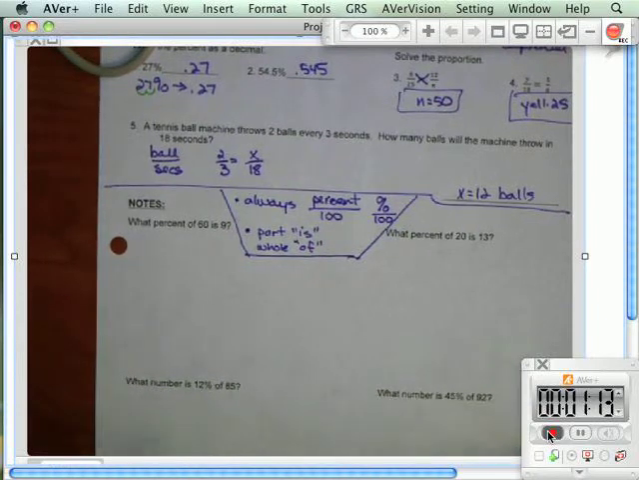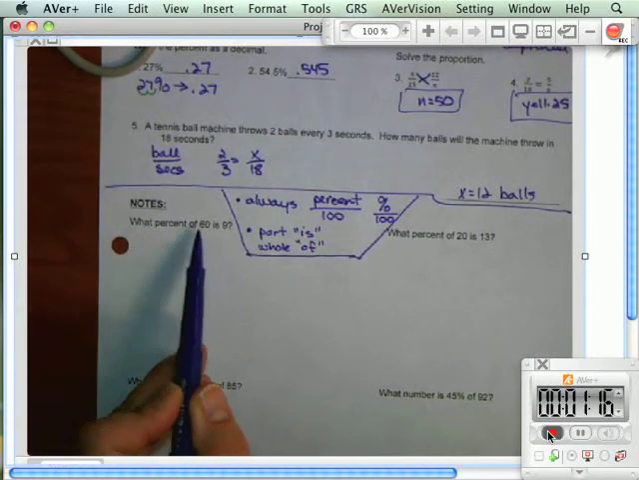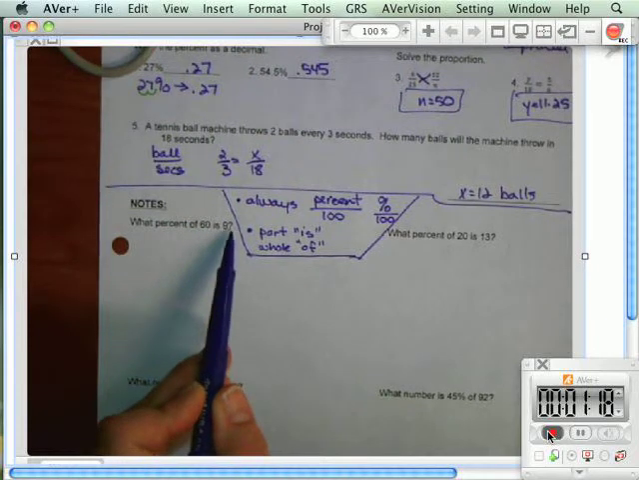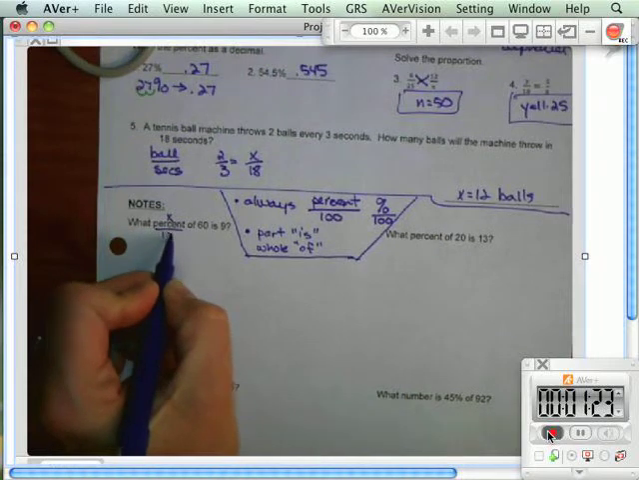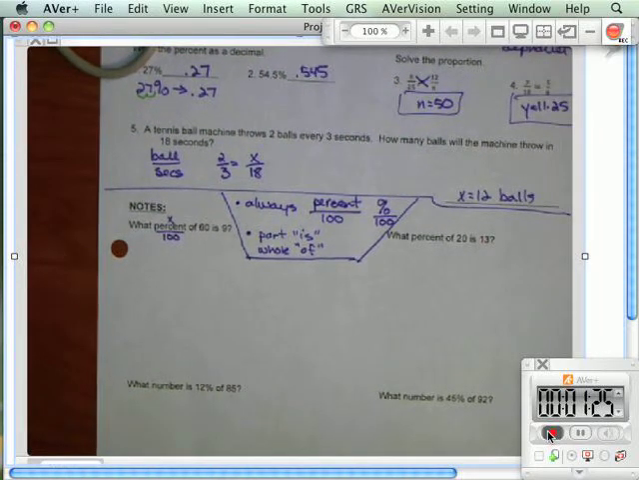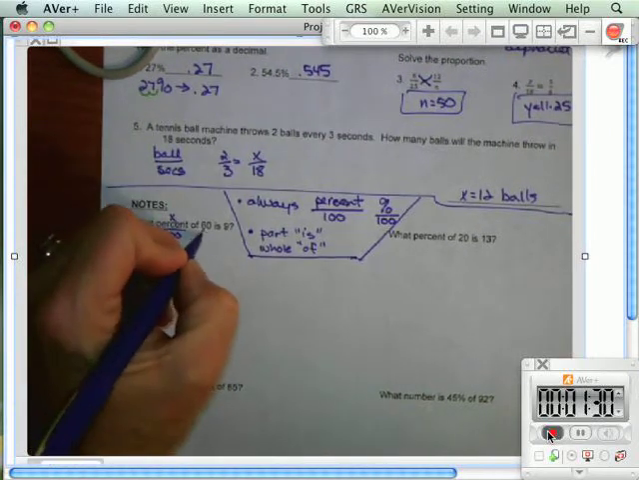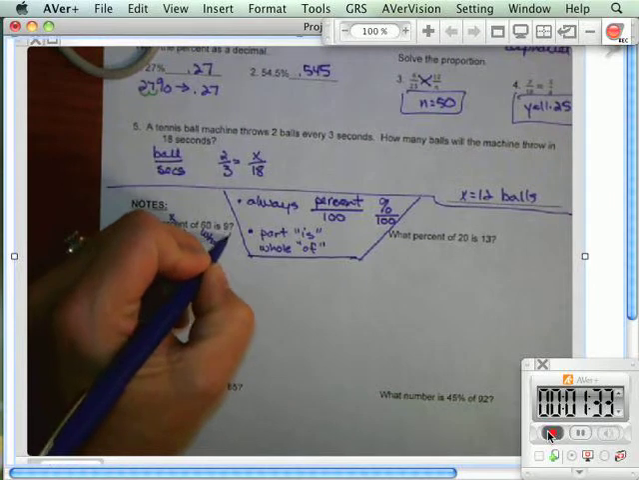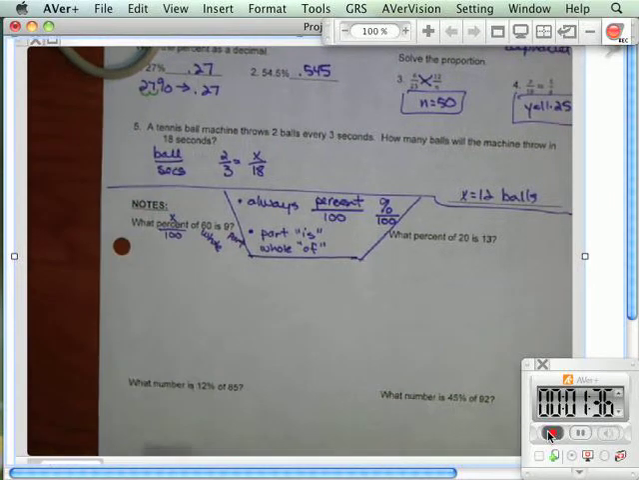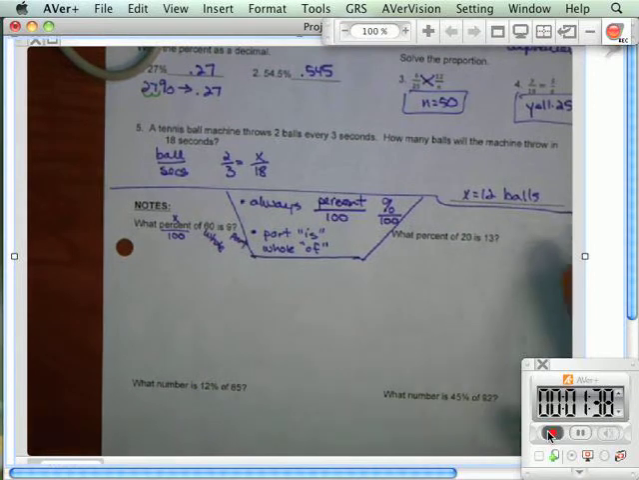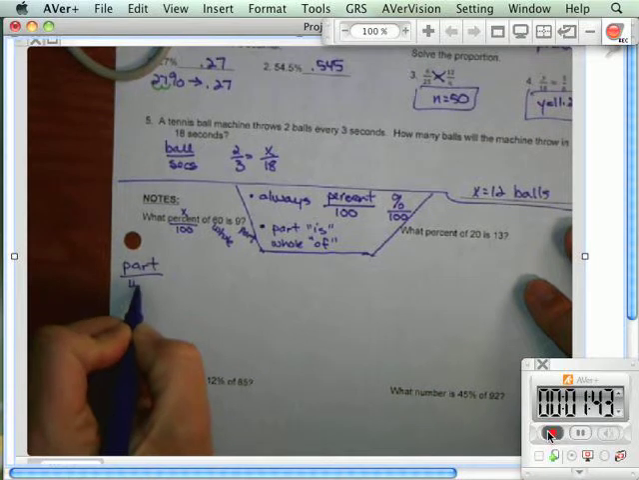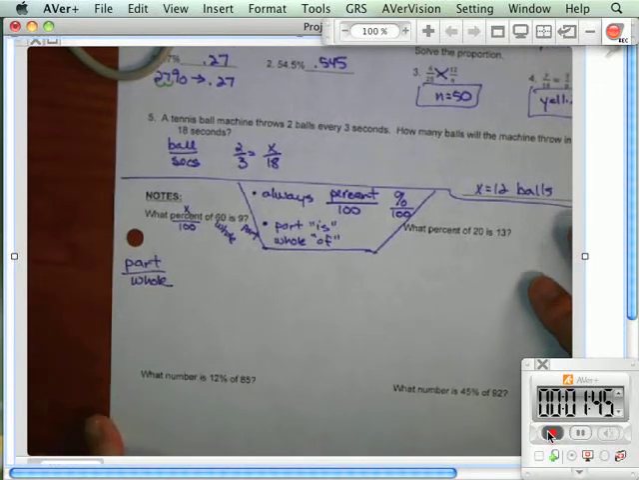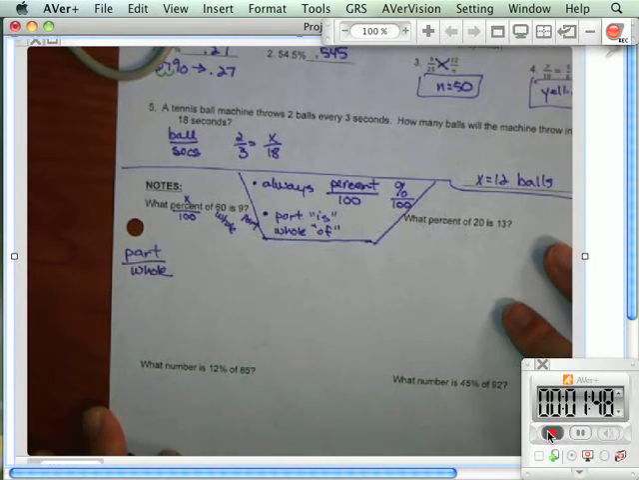Let's say here, what percent of 60 is 9? First of all, my unknown is percent, so I'm going to put that over 100. The whole is next to the word "of," so I'm going to write whole here. And this is my part, because that's next to the word "is." This is how you set it up. You always put part to whole. And then the "is" is the equal.